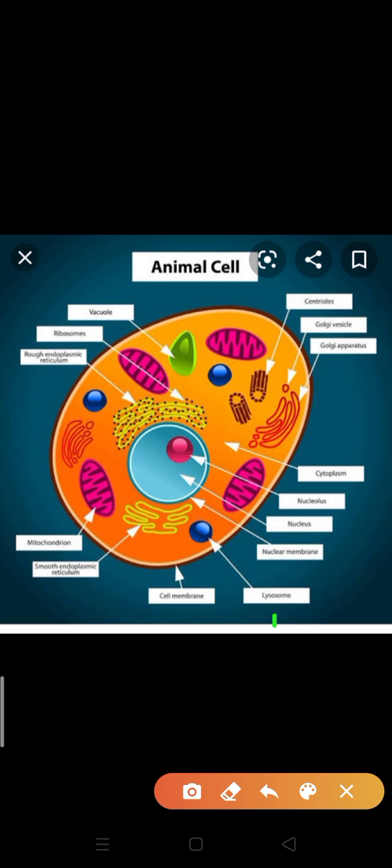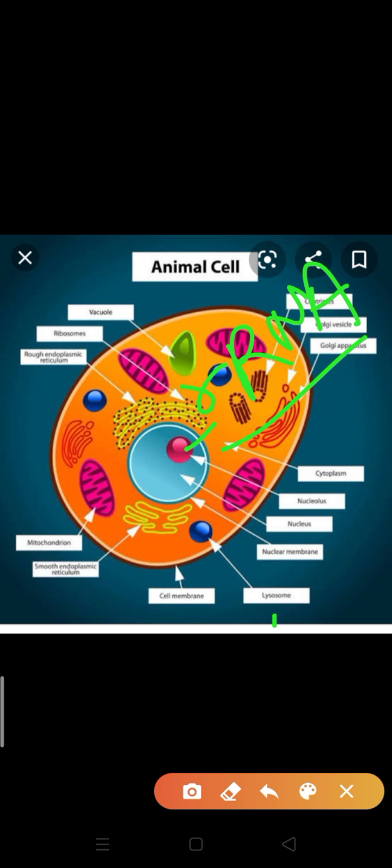Clear? In this nucleolus, RNA synthesis can take place. Clear? rRNA synthesis can take place inside this nucleolus. Okay, so these are the three things I have told you about the nucleus, that the nucleus is a centrally located part of a cell.